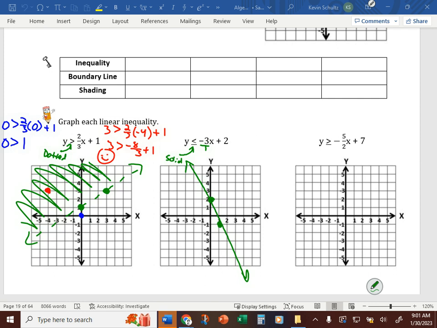Let's test 0, 0, because now we're smart. We're cooking. Yeah, very good. So 0, 0. Is 0 less than or equal to -3 times 0 plus 2? Again, the magic of that 0 takes that slope away completely, and we're left with, is 0 less than or equal to 2? Yes, it is. So does that ordered pair work? Does every other ordered pair on that side also work? Yes. This is the side that we are shading.